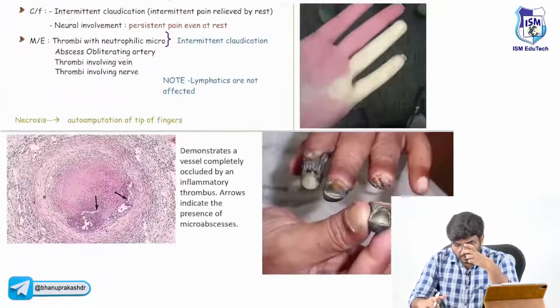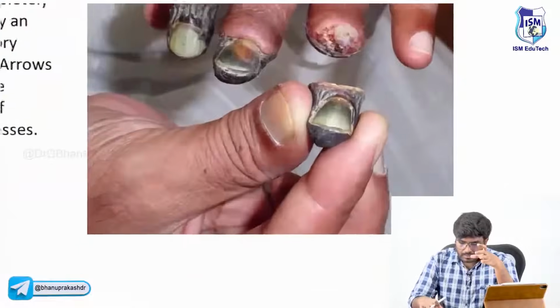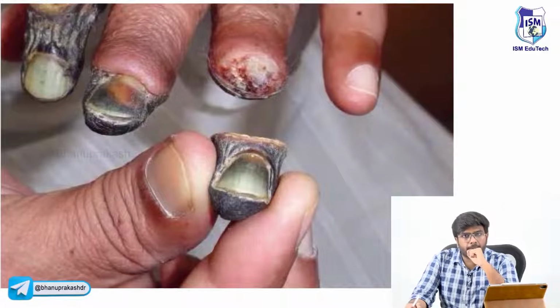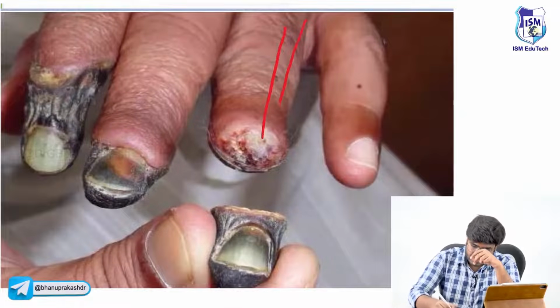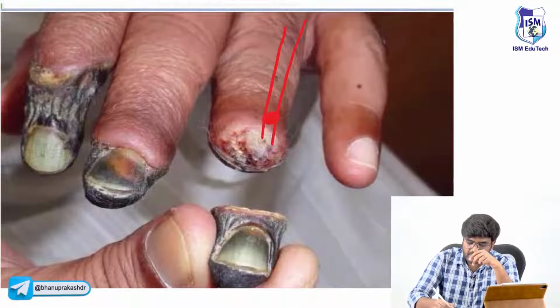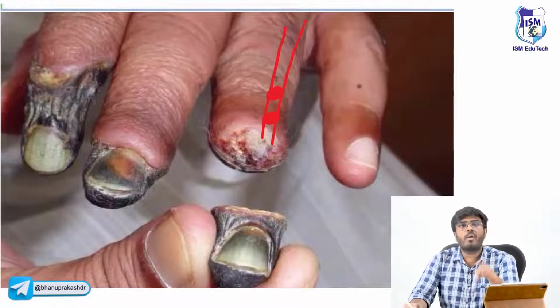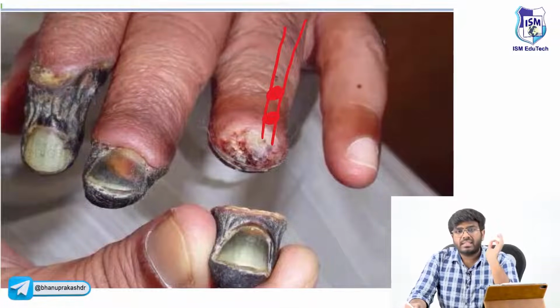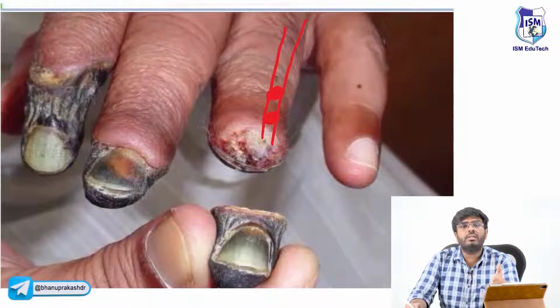So let me show you. So they go here. Now what is this, sir? What are you able to see here? The patient is having amputation of his fingers, auto amputation of the fingers. Why? Because the blood vessel supplying this area is totally blocked. The blood vessels are blocked because of the thrombus. So in thromboangiitis obliterans, there is infarction leading to necrosis.